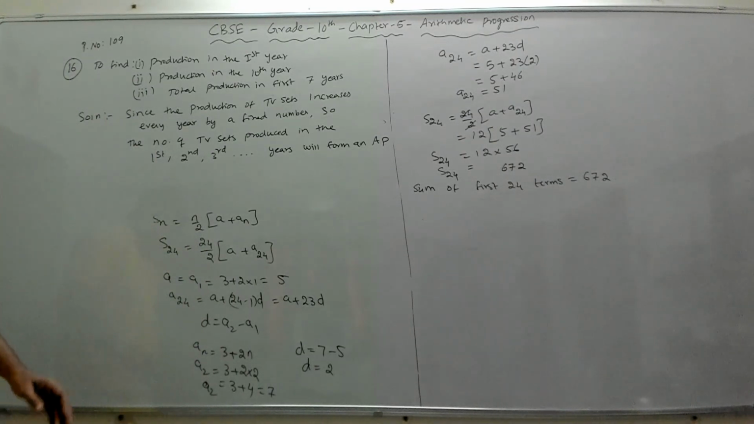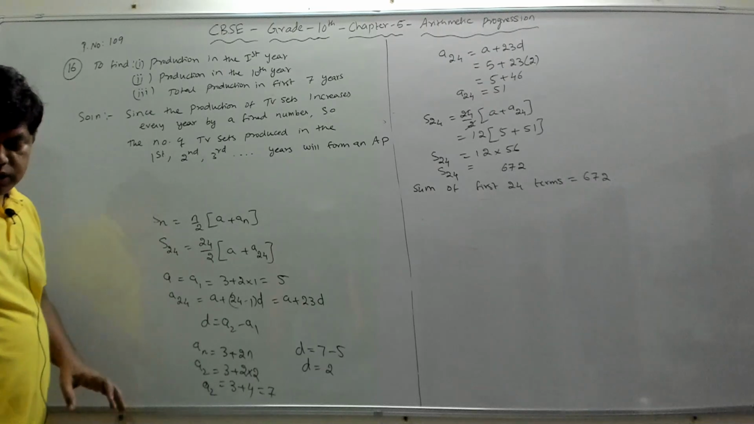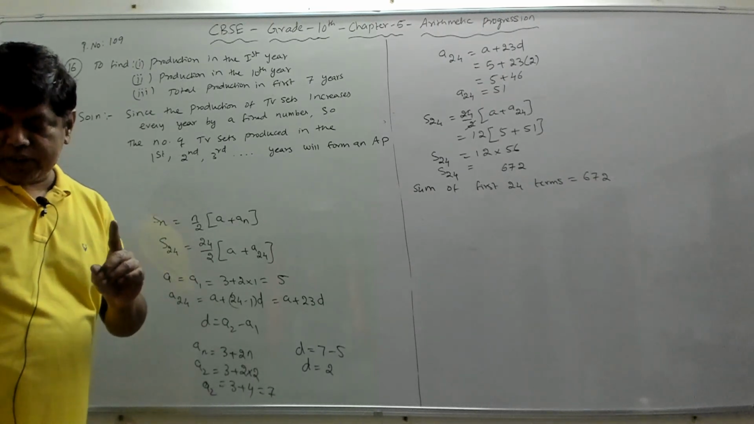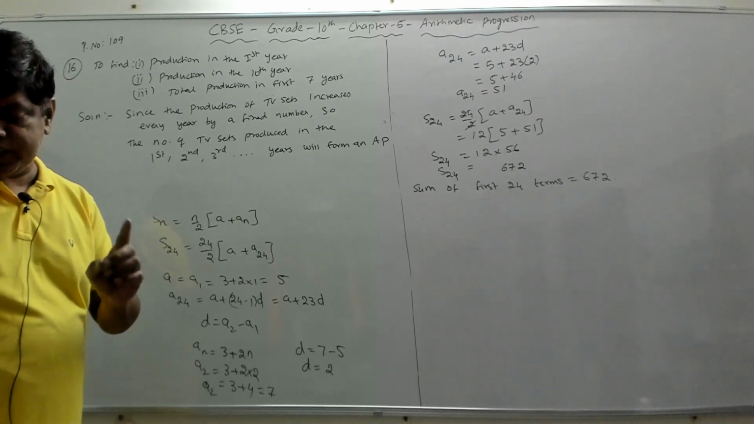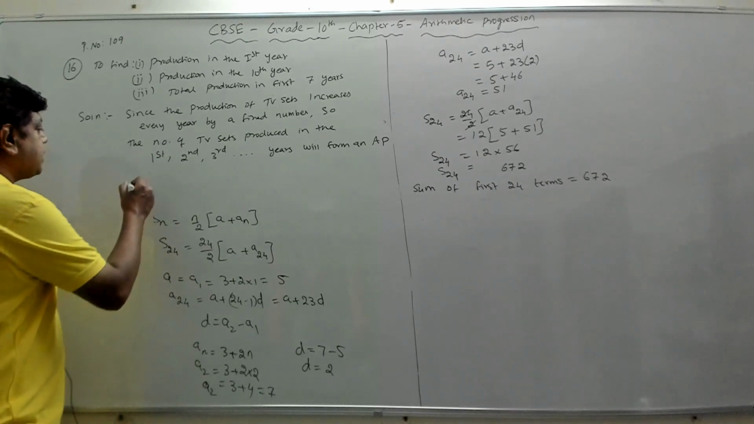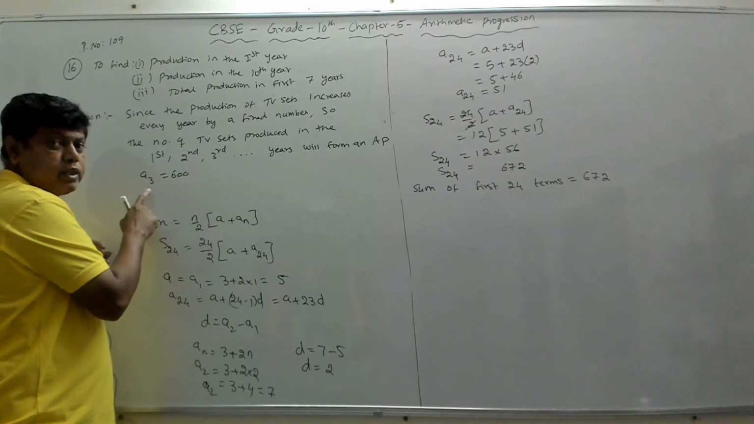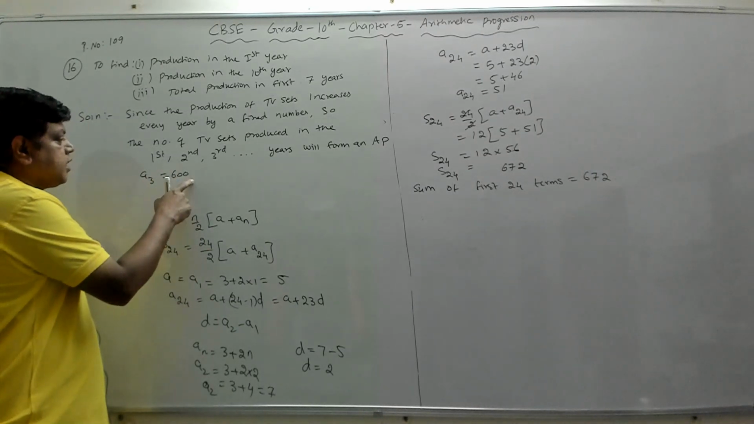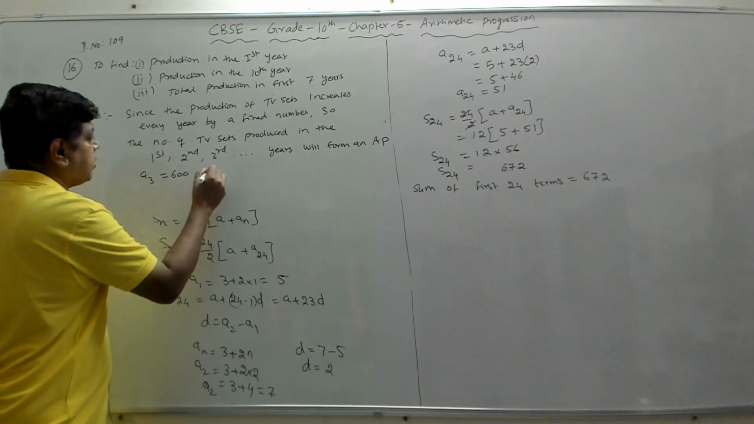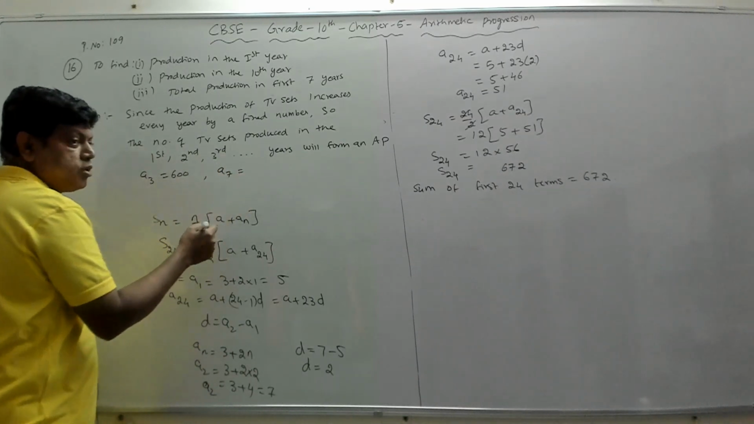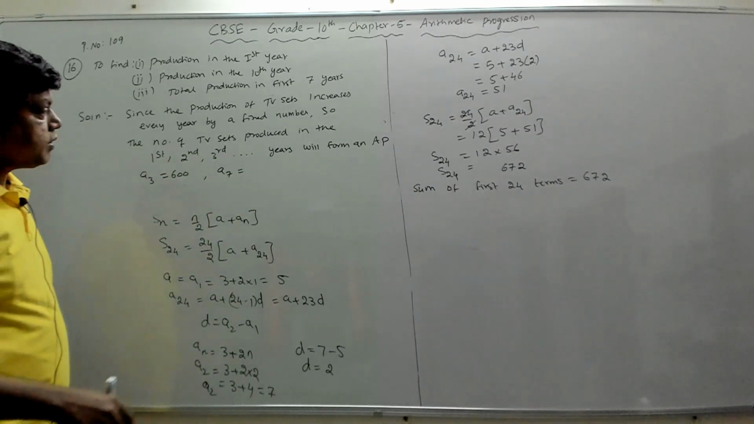Right? So now what they have said in the question is that a manufacturer of TV sets produces 600 sets in the third year. So A3 is 600. A3 denotes the number of TV sets produced in the third year. That is 600. And also they have said the number of TV sets produced in the 7th year, which is A7, is 700.